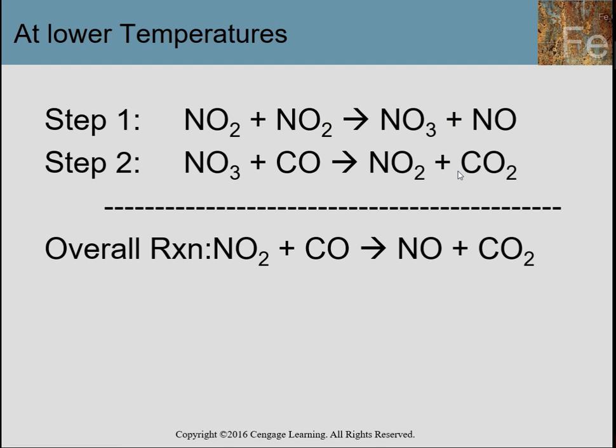What happens at lower temperatures is it happens in two steps. First off, two nitrogen dioxides collide with one another. And when the two nitrogen dioxides collide with one another, they much more readily exchange that oxygen from one of the nitrogen dioxides to the other. So you've got this nitrogen trioxide and a nitrogen monoxide. And then here's the cool part. That nitrogen trioxide, which is really, really unstable, can very easily collide with a carbon monoxide, and then it can exchange that oxygen over to the carbon monoxide, making carbon dioxide.